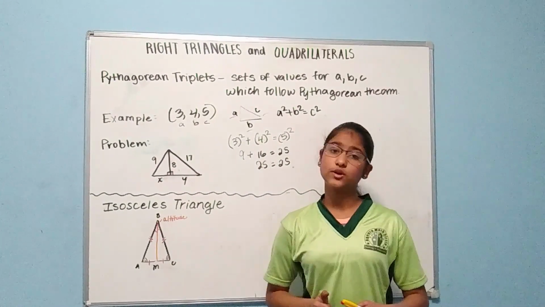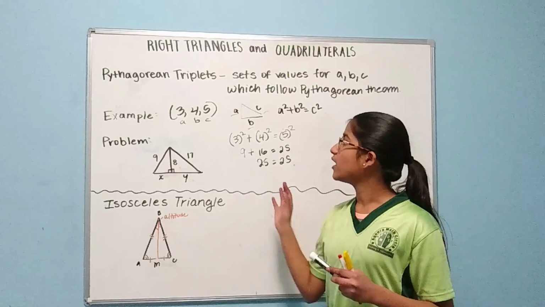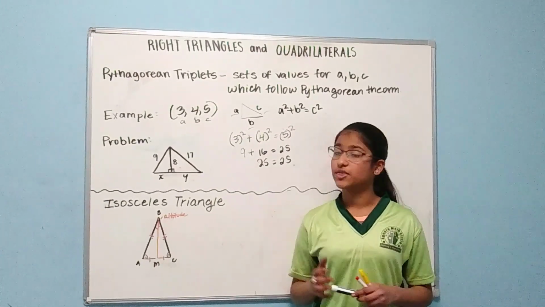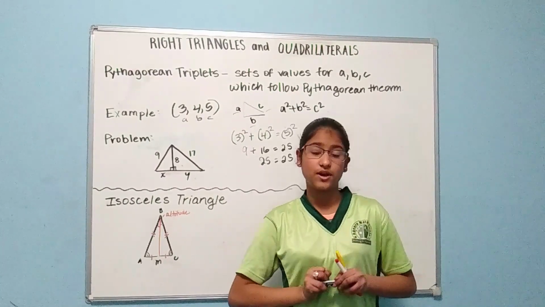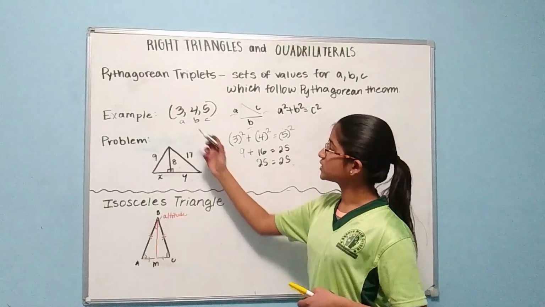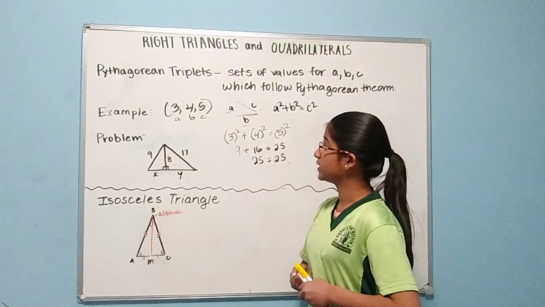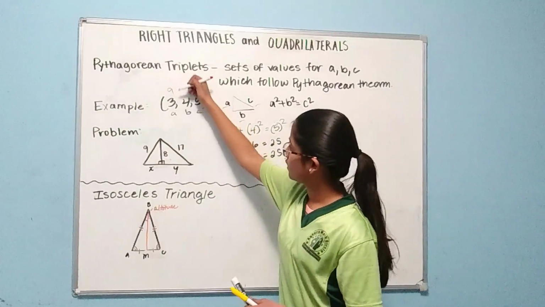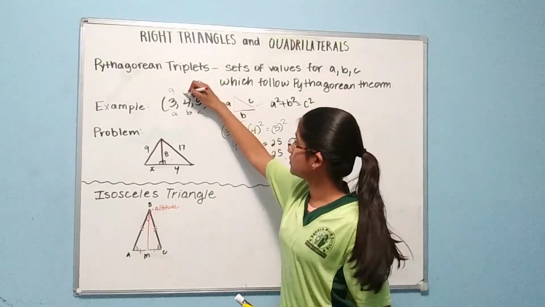Now, here's another really cool thing about Pythagorean triplets. If you multiply all 3 values by the same number, let's say 3, it should also be a Pythagorean triplet and also fulfill the Pythagorean theorem. For example, let's multiply it by 3 here. So 3 times 3 is 9. 4 times 3 is 12.